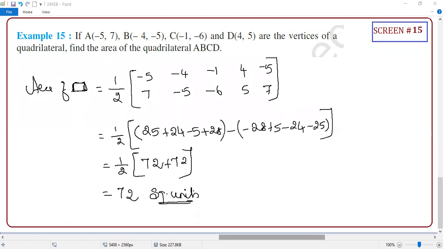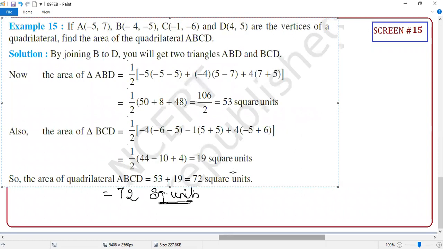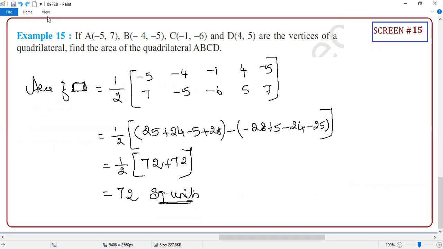Clear, students? This method is clear or not? Yes, sir. See here, they split it into two triangles and did that. It's really hectic work, right? Any doubt from anyone? No, sir. No doubt, sir. Okay, very important, square units also. Four lines, four more questions, repeated questions, but unfortunately they have deleted them.